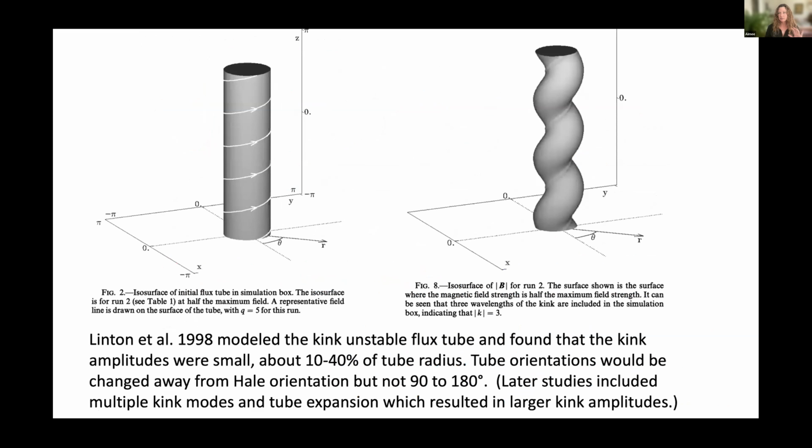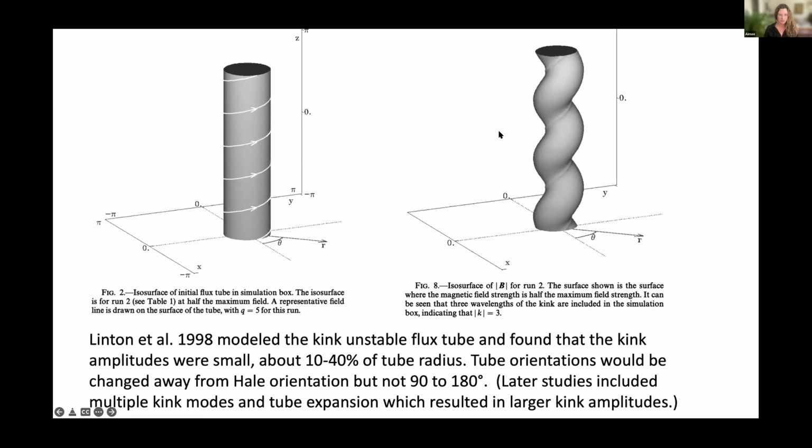There's a lot of modeling that's been done for delta spot regions, including what twist does on a given flux tube of a given radius and field strength. I just wanted to show a few things about it, not too much. But this is from a Linton 1998 paper modeling the kink unstable flux tube. And you can see the twist here. And then it is unstable to the kink instability. And you see that kinks develop.